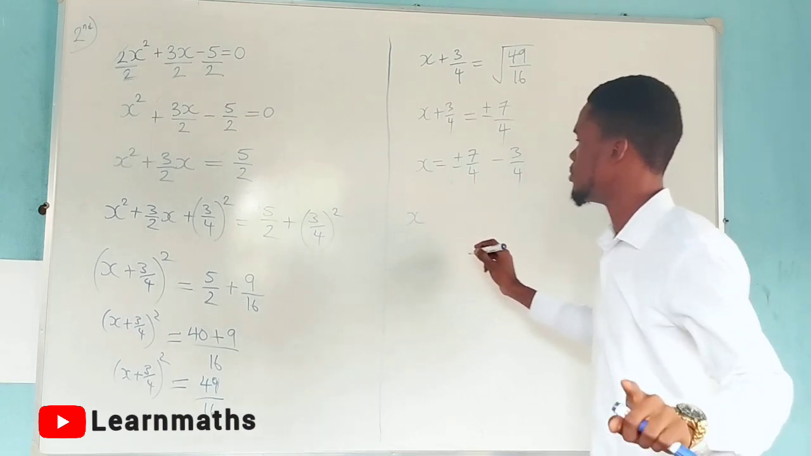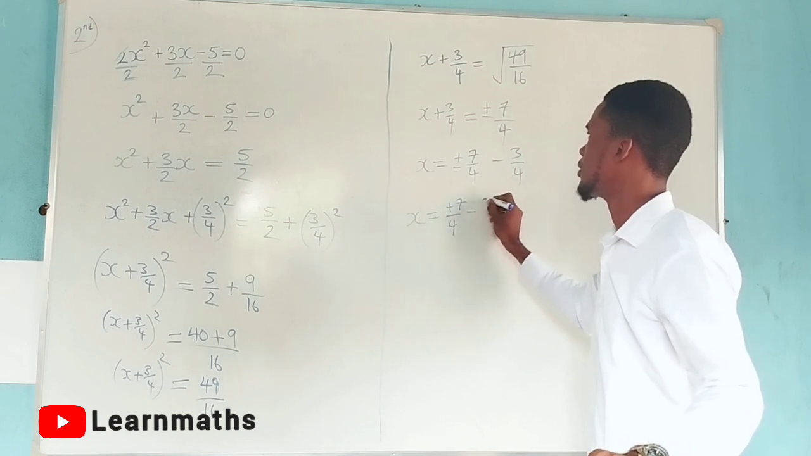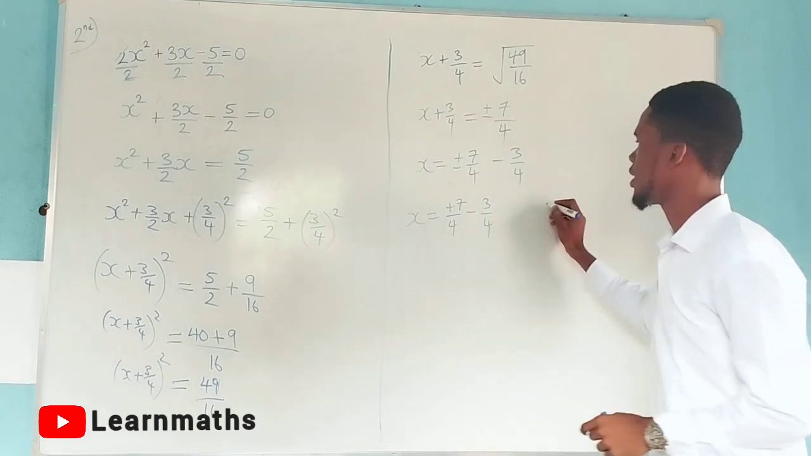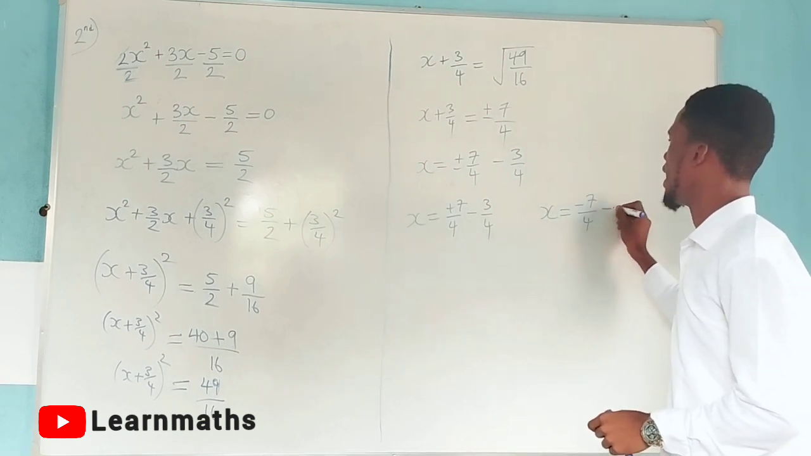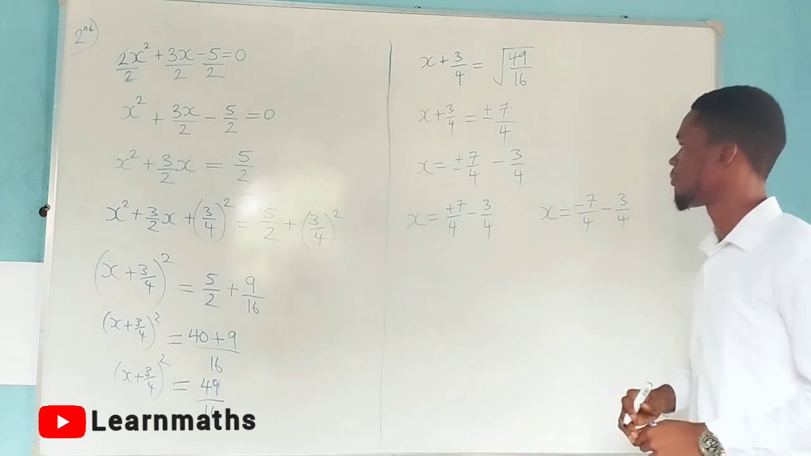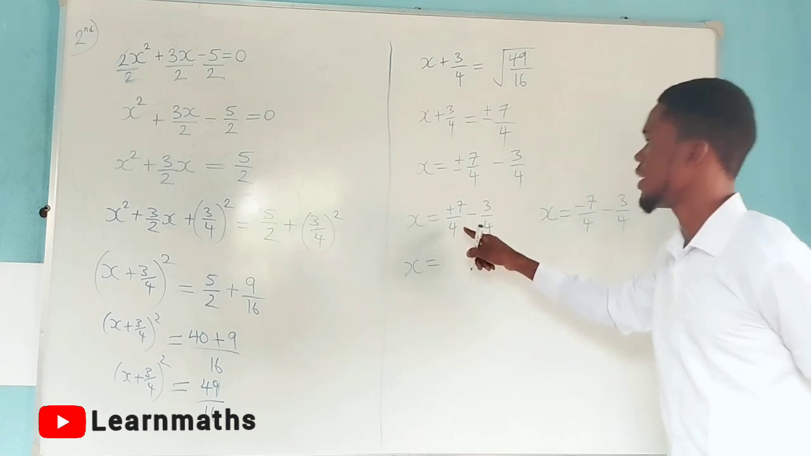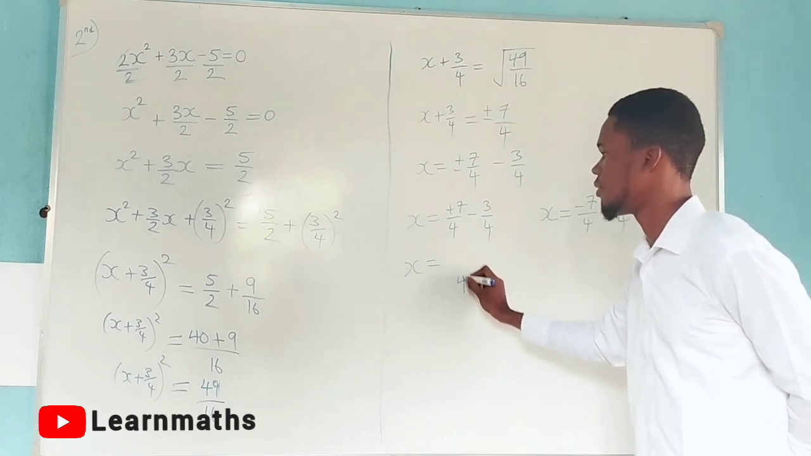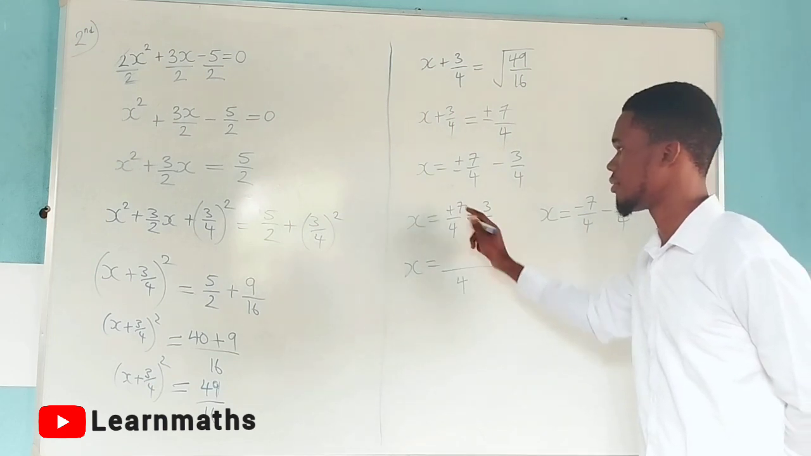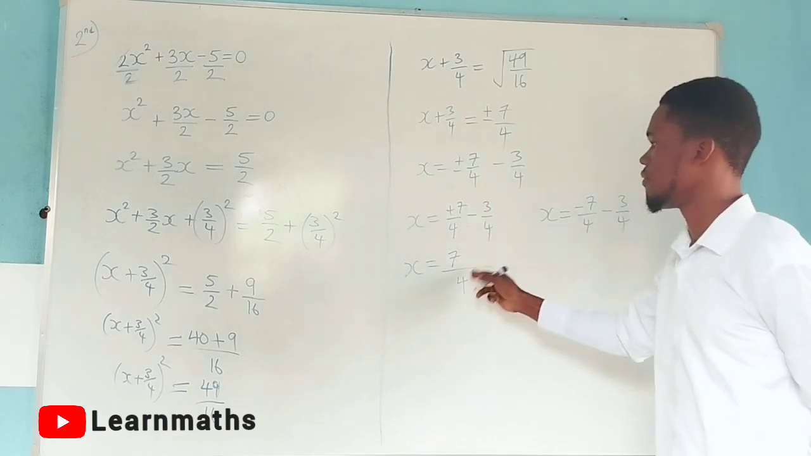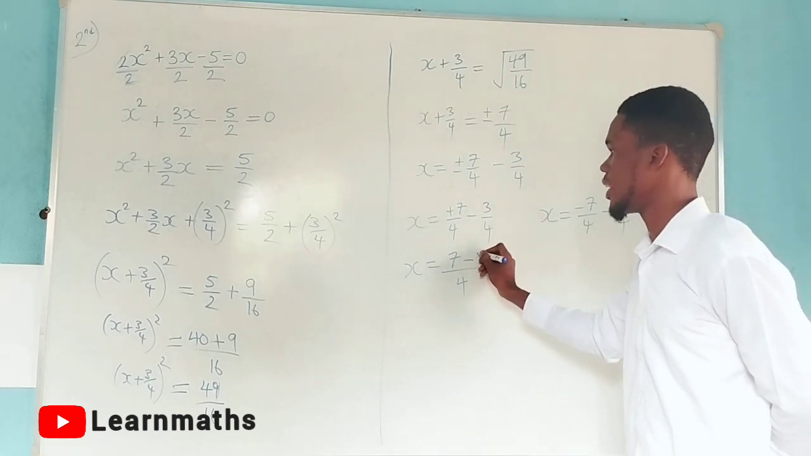As usual, we're going to have two values for x. The first value is going to be positive 7 over 4 minus 3 over 4. And the second value is going to be negative 7 over 4 minus 3 over 4. Now, over there, the LCM of 4 and 4 is 4. So 4 divided by 4 is 1, 1 times 7 is 7. 4 divided by 4 is 1, 1 times negative 3 is negative 3.